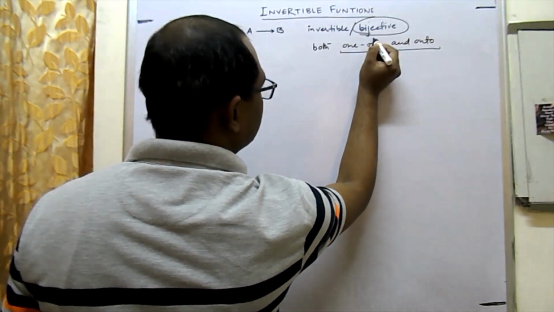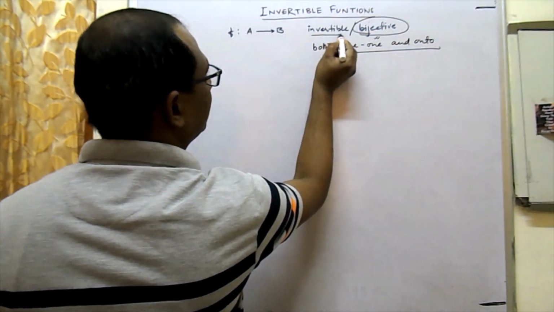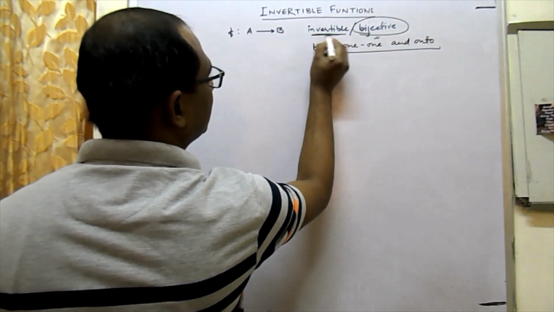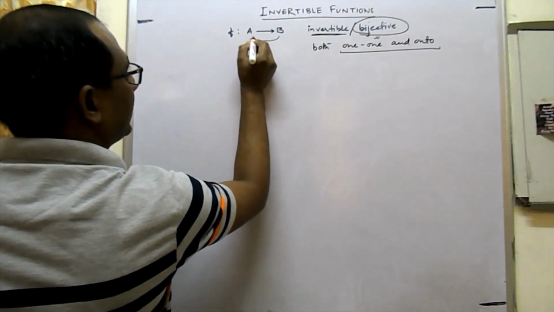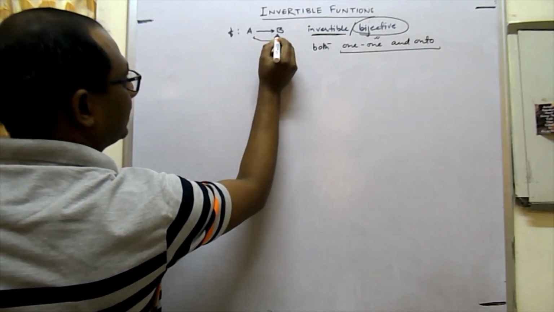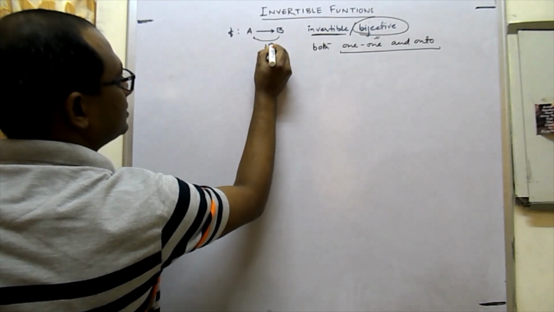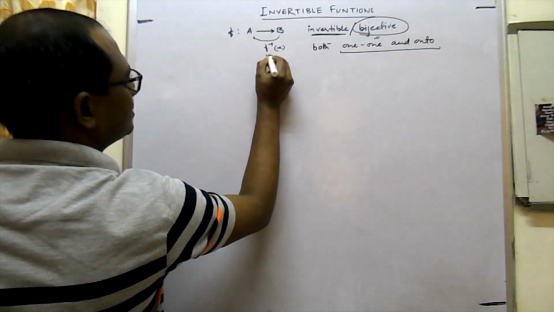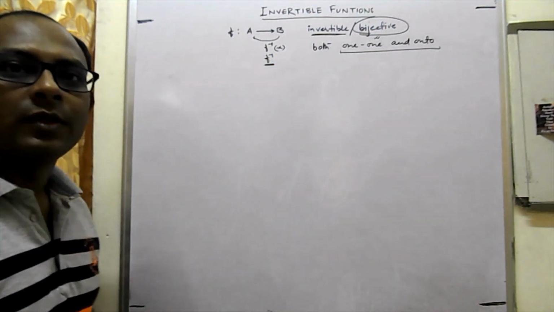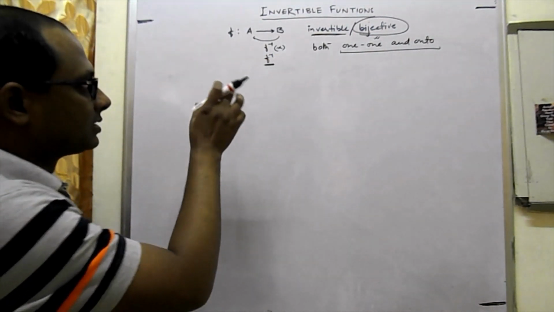And when a function becomes bijective, that is, invertible, there will be another function running from the range to the domain of f, and that function will be called f inverse. Okay, f inverse of x, or simply f inverse. So this is the basic definition.